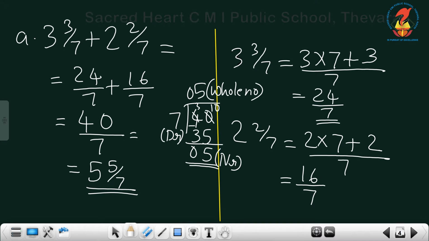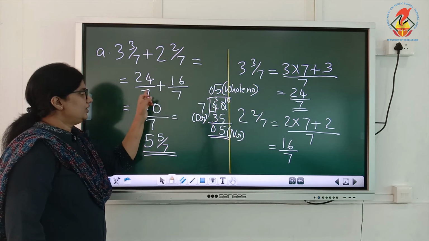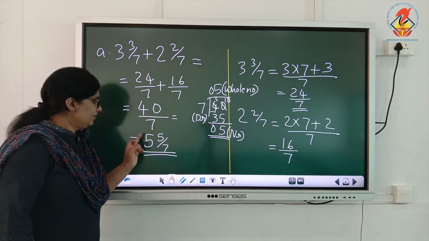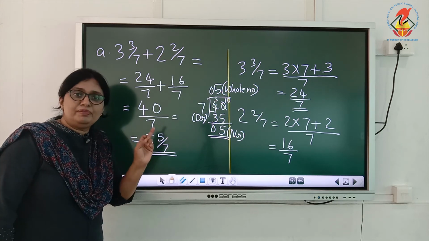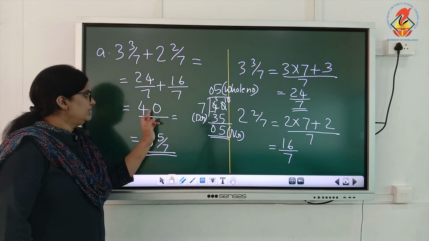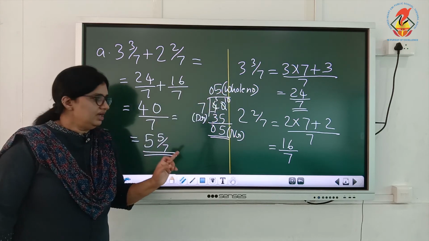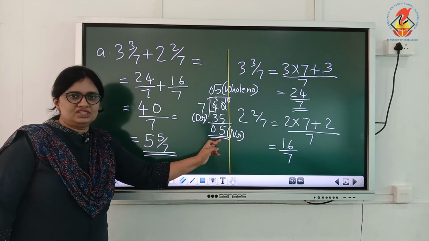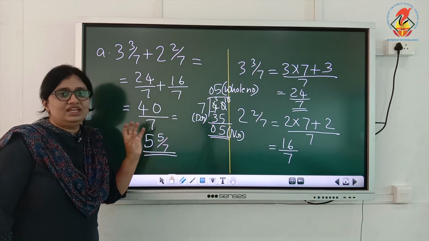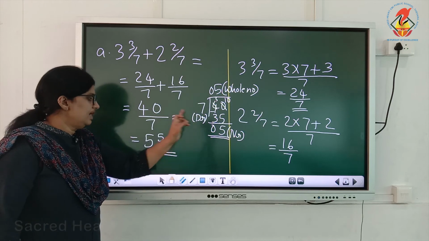Is it clear? First we need to change it into an improper fraction. After that we need to find the sum of these two fractions, and we got 40 by 7. After getting 40 by 7, that is an improper fraction only, so we need to change it into a mixed number. How? 40 divided by 7, and whatever comes as the quotient, that is the whole number, and whatever comes as the remainder, that is the numerator, and whatever comes as the divisor, that is the denominator. So the mixed fraction is 5 and 5 by 7.